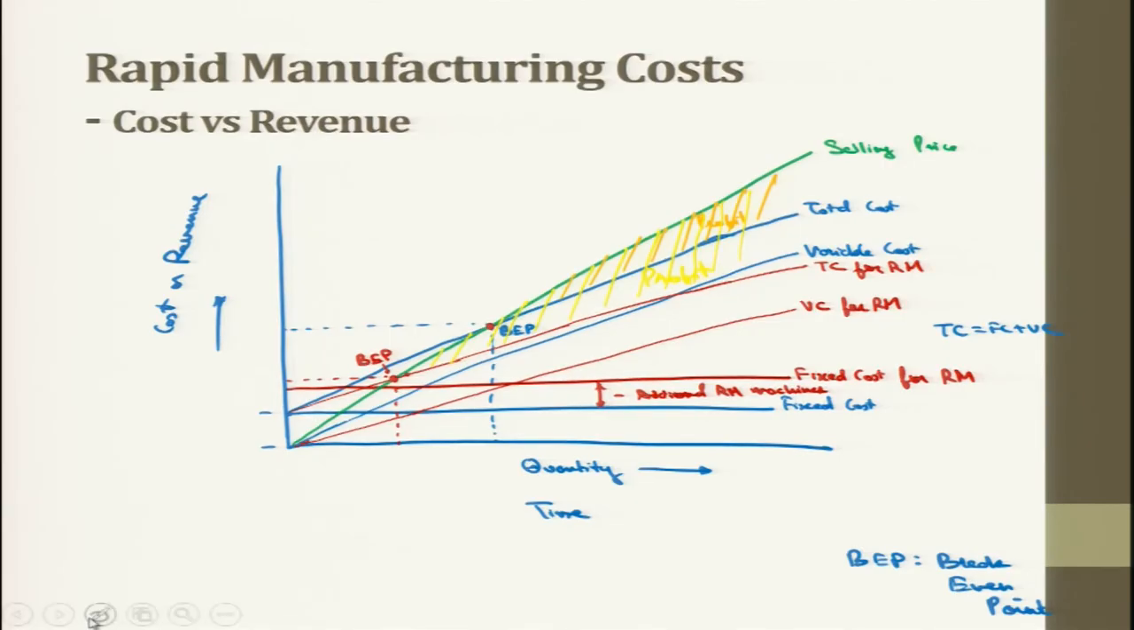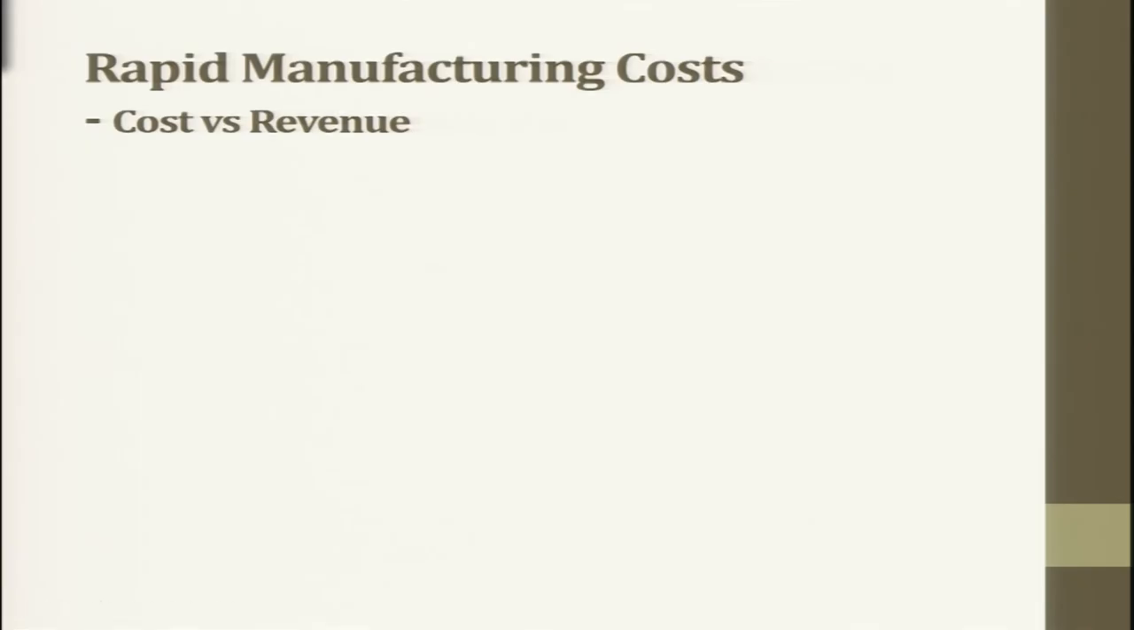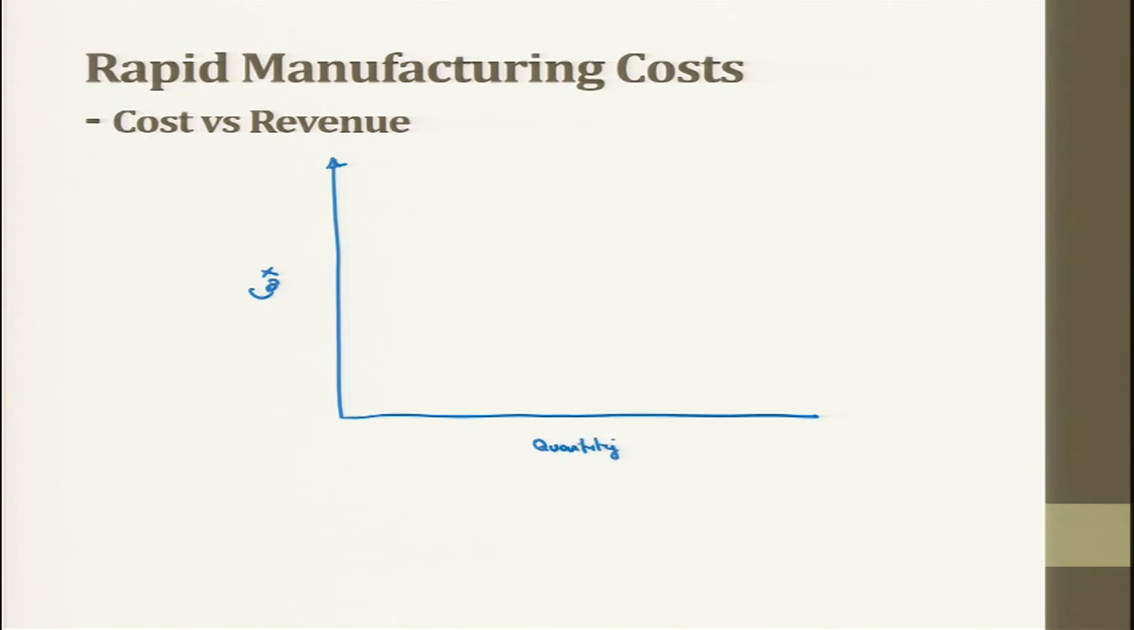Now if I put a little detail into this regarding additive manufacturing and regarding production volume, let me try to view it from a different angle. The same graph is here. We have cost here and we have quantity here. So quantity in this case is production volume.